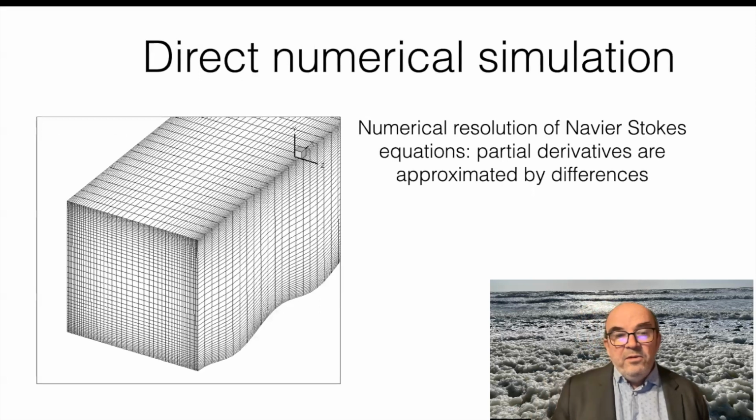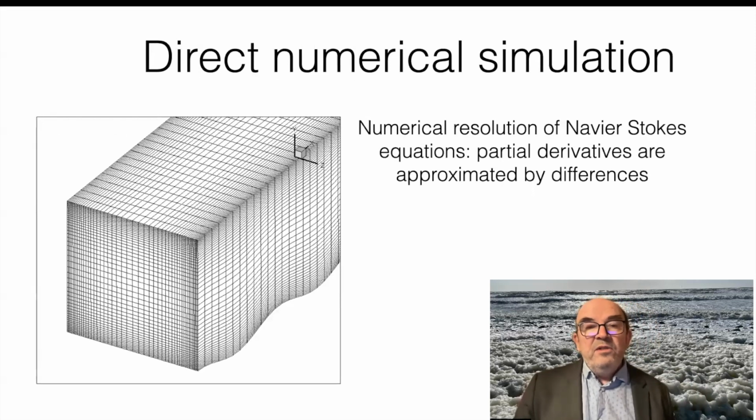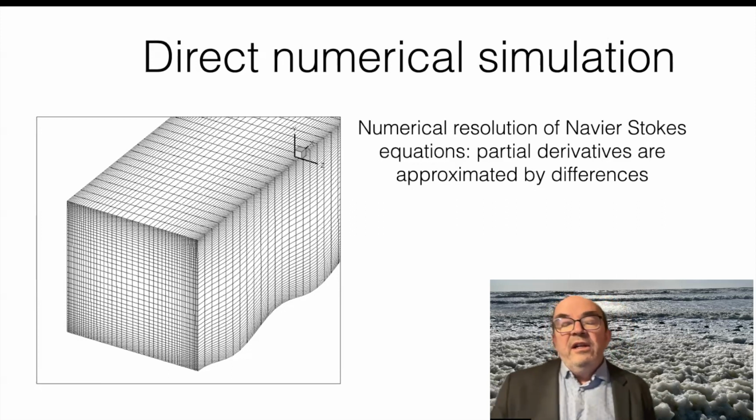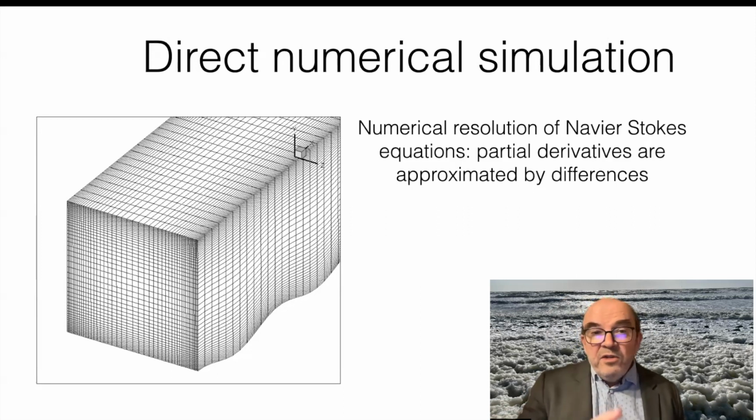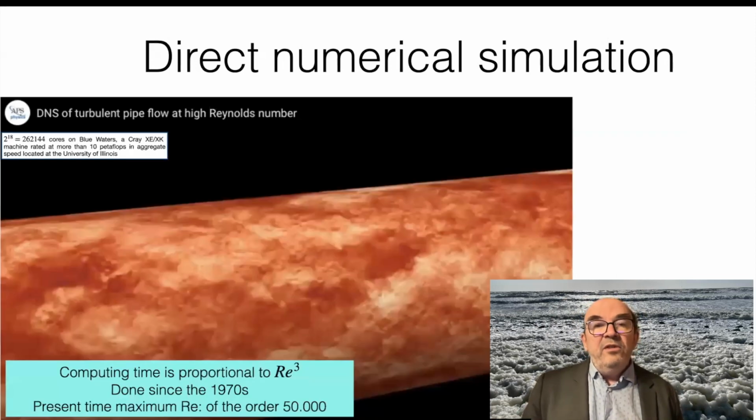Then just a few words about the models. In fact, when you have the complicated Navier-Stokes equation that I have shown, you can discretize it, making a numerical resolution. We have many partial derivatives, but they can be approximated using differences. And then you can solve it in a grid. This is called direct numerical simulation of the Navier-Stokes equation.